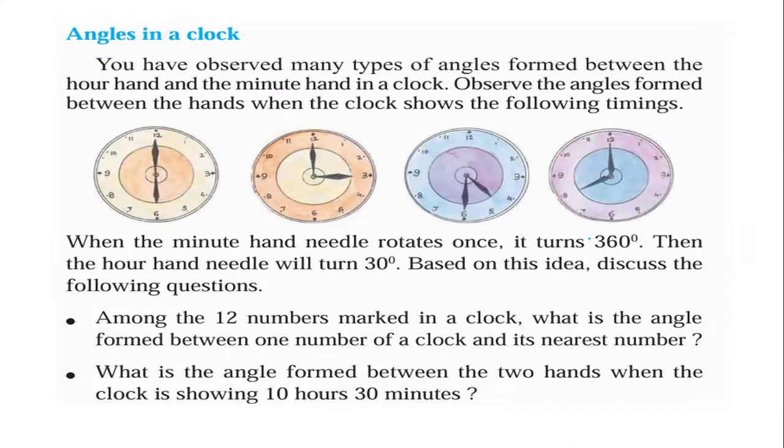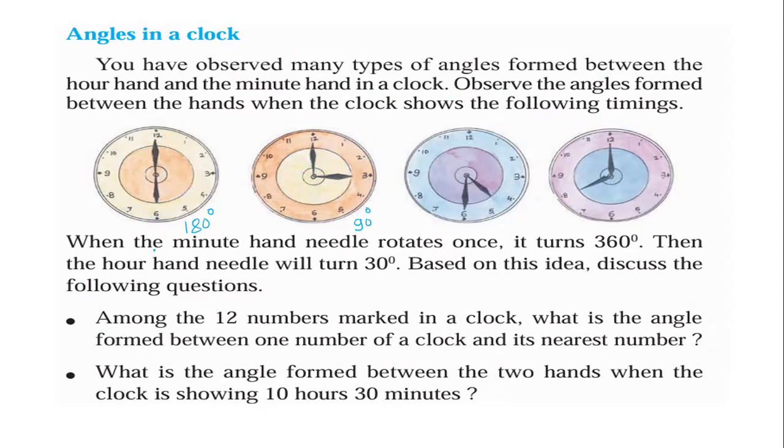Next, angles in a clock. In a clock, you have observed many types of angles formed between the hour hand and the minute hand. Observe the angles in the figure between the hands of a clock shown at the following times. This angle is a straight angle, which means 180 degrees. I already told you about angles. This is 30 degrees, 60 degrees, 90 degrees.